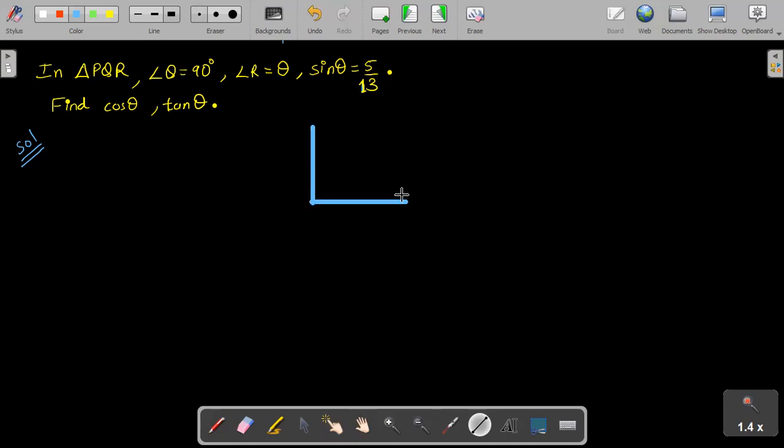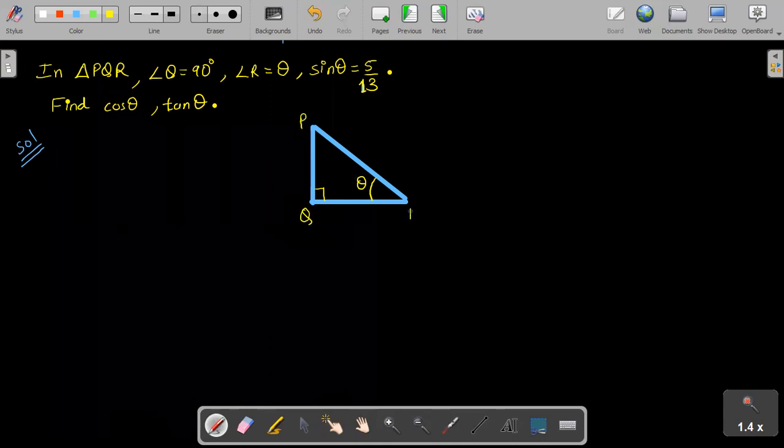Okay, so let us draw the triangle first, which is important. Since it says theta, let me mark the theta here, and it says angle Q is 90 degrees. So Q will come here, P is here, R is here. The value of sin theta is given, so which side will the numerator come on? 5 will come on PQ and 13 will come on PR. Now we can find the length of QR using which theorem? Pythagoras theorem.